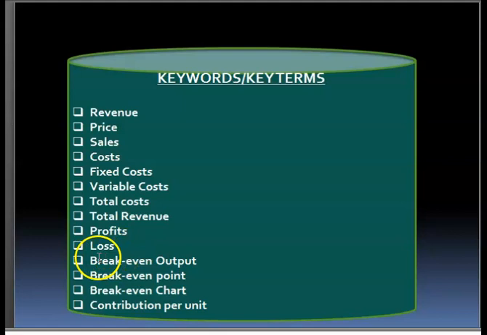In some areas we've used the word break-even output. That is how many units. Sometimes we use break-even point. It's still the same thing as break-even output. So you need to understand all these keywords. When you understand these keywords and how each one of them is calculated, then that means you've understood today's lesson.